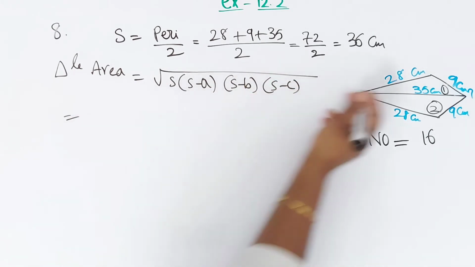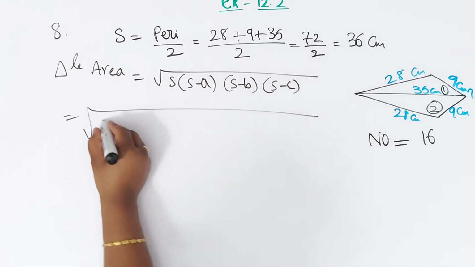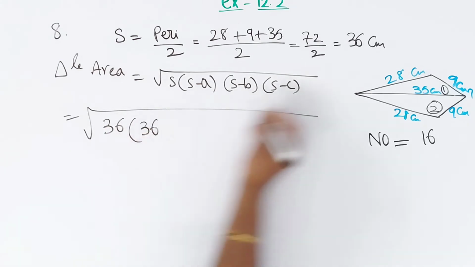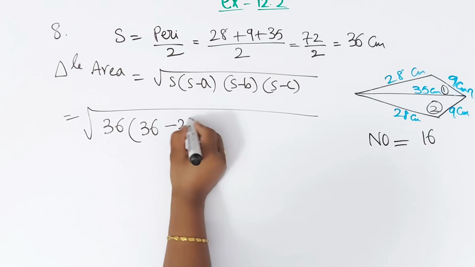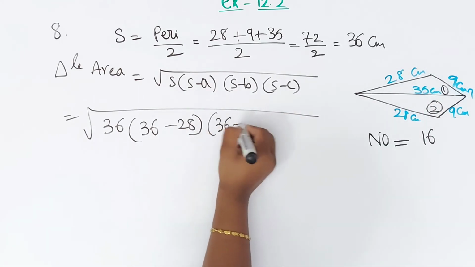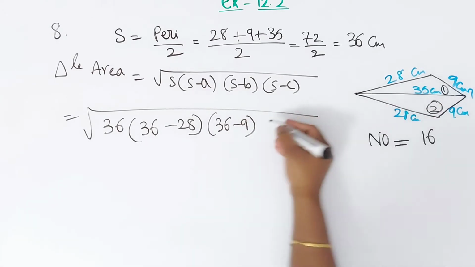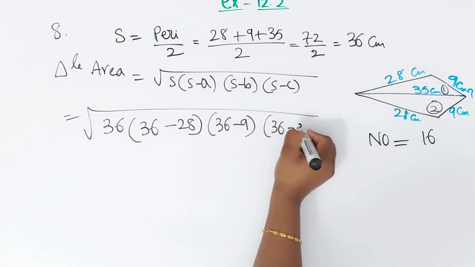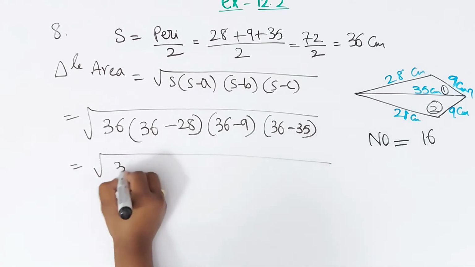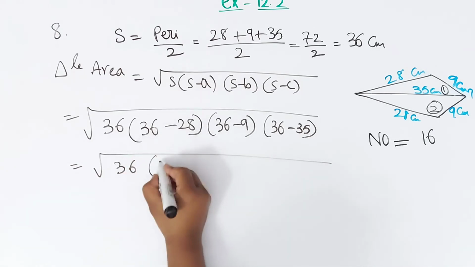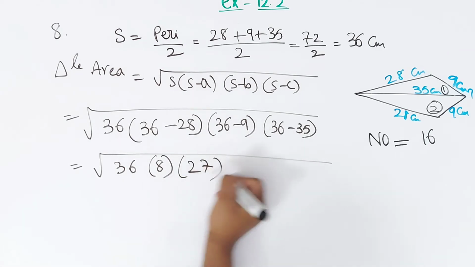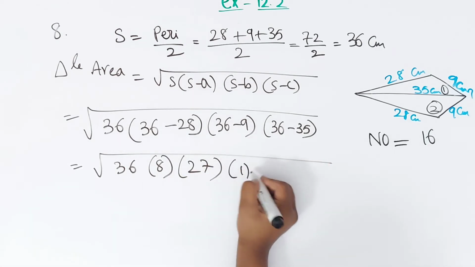Correct, children? We know S value, that is 36 centimeters. Write it here, 36. S minus A, 36 minus 28. S minus B, 36 minus 9. S minus C, 36 minus 35, children. This equals root of 36. 36 minus 28, children, that is 8. 36 minus 9, that is 27. 36 minus 35, that is 1, children.